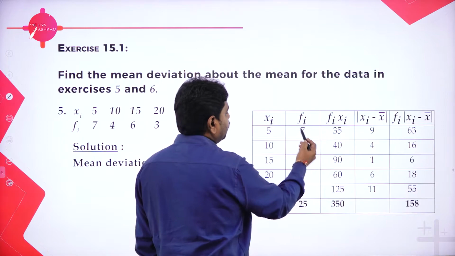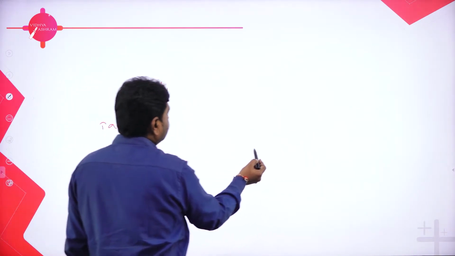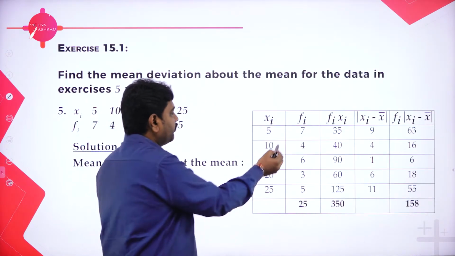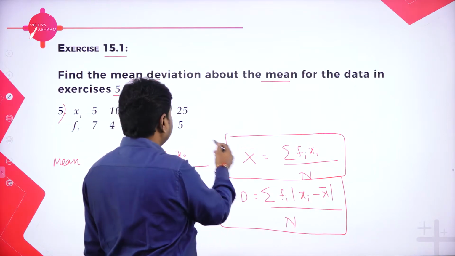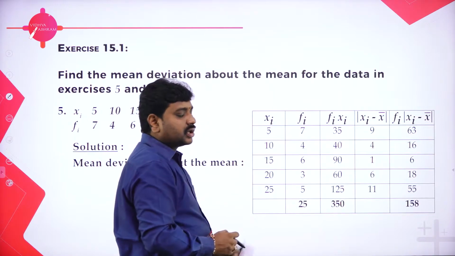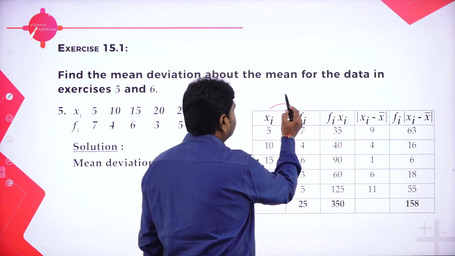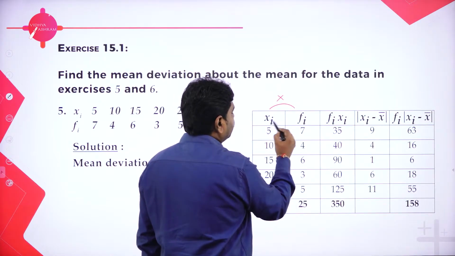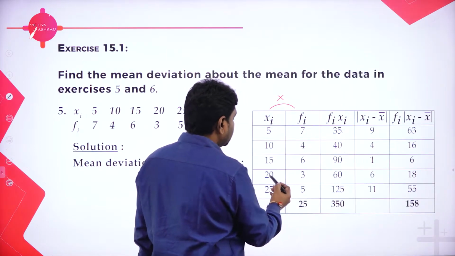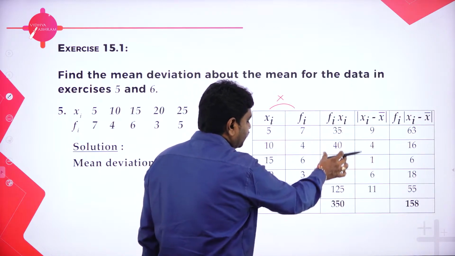And fi xi, multiply. So what is xi given, students? 5, 10, 15, 20, 25. Xi I wrote in the column. Then fi, frequencies: 7, 4, 6, 3, 5. You add in the second column. Now multiply these two. 7 5s are 35. fi xi means the product of these two. 5 into 7, 35. 10 into 4, 40. 15 6s are 90. 20 into 3, 60. 25 into 5, 125. So make a column fi xi.